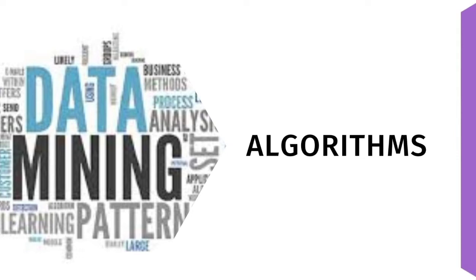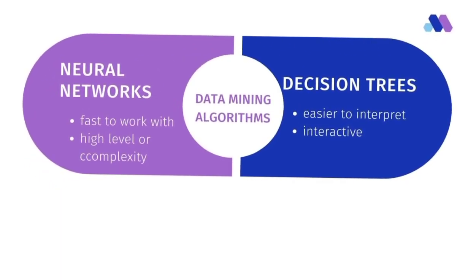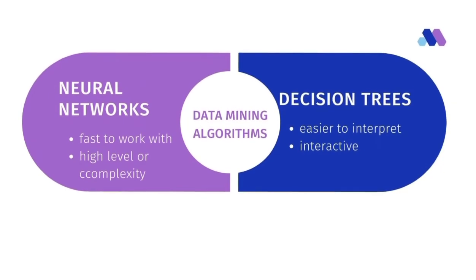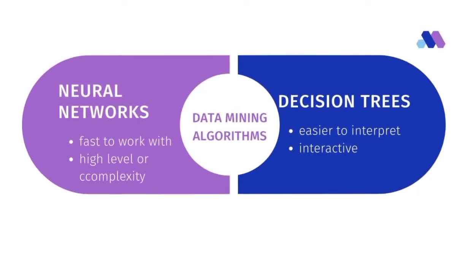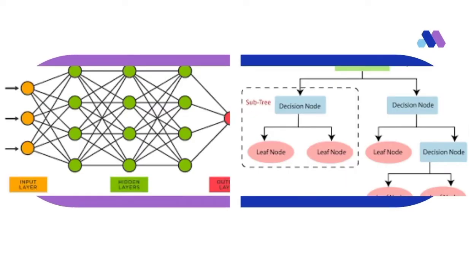The 2 most common techniques are neural networks and decision trees. Neural networks are characterized as being fast to work with. They do have a significant weakness, however, of being practically impossible to interpret and communicate because of their high level of complexity. On the other hand, decision trees are easier to interpret and have the added advantage of being interactive, giving the analyst the scope for conceptual adaptation of the model according to what he or she thinks will improve the results.